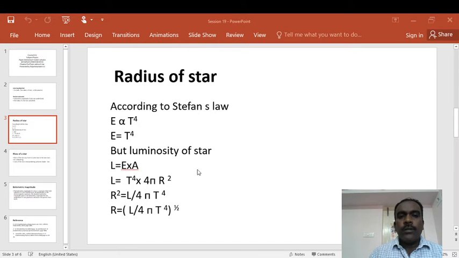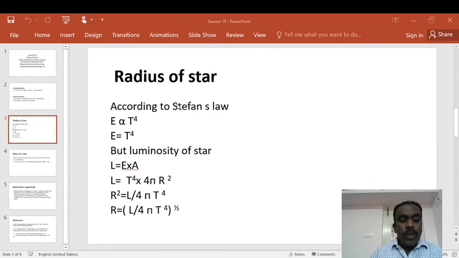We use Stefan's law. What is Stefan's law? The amount of energy emitted by a black body per second per unit area is directly proportional to the fourth power of its absolute temperature. E is directly proportional to T to the power of 4. In the case of calculating the radius of the star, T is called the effective surface temperature of the star.